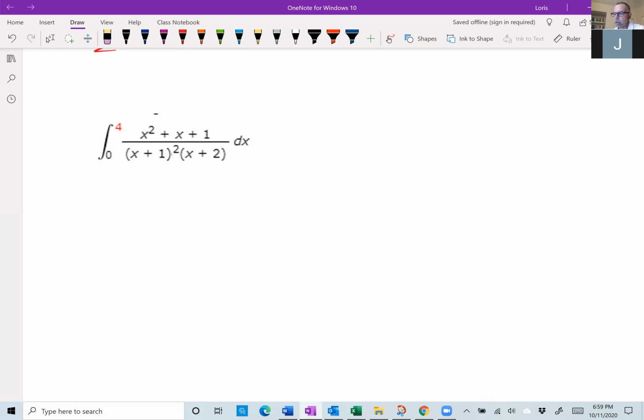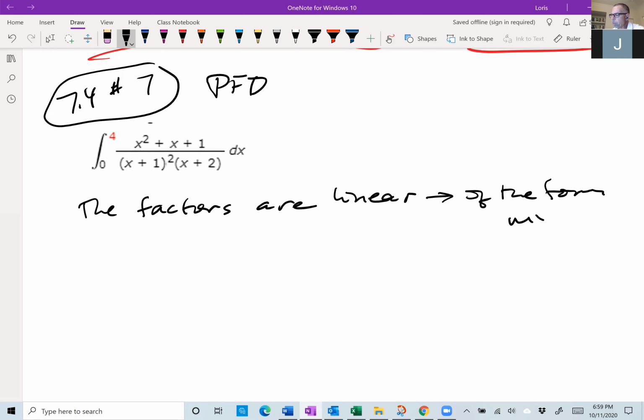This is 7.4, number 7. So it's partial fraction decomposition. What I noticed on the bottom here is that the factors in the denominator are linear, meaning of the form mx plus b. In other words, their roots, what makes them 0, are real numbers.